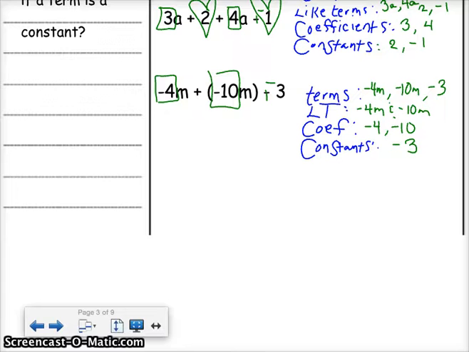What are my like terms here? None. And you're going to have that in your homework. So under the like terms part, you would just say none. Okay, so there's going to be some none in your homework today.